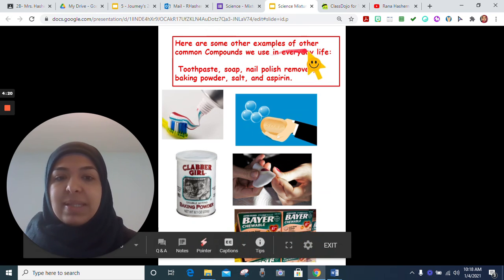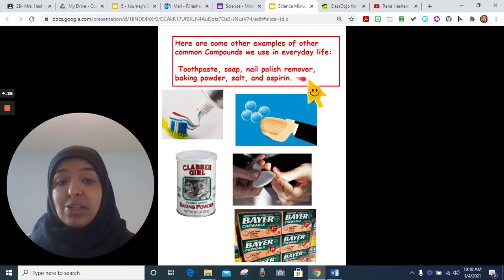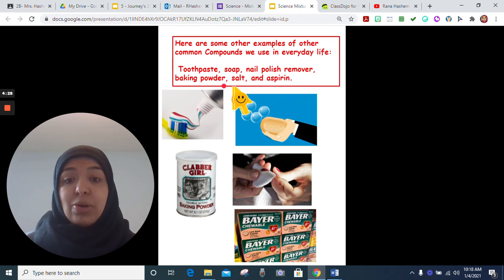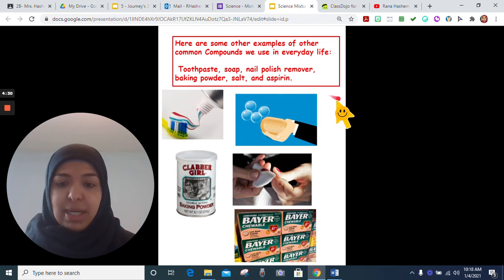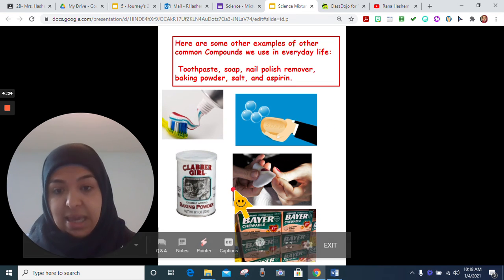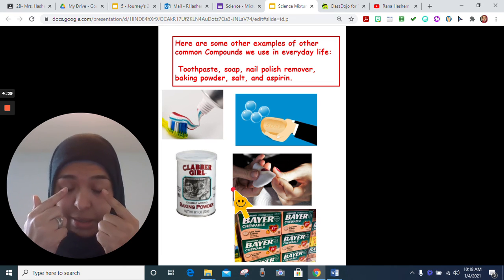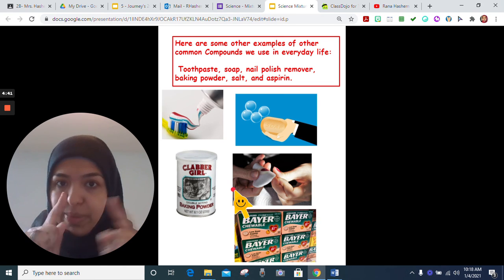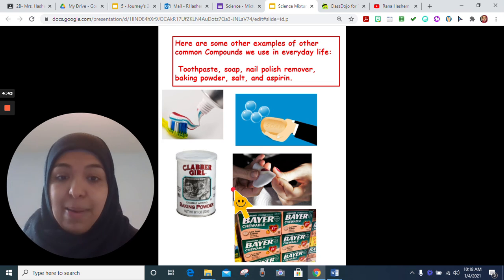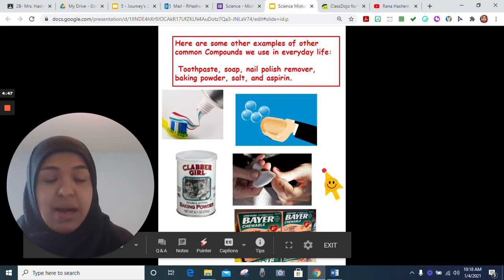Here are some other examples of common compounds we use in everyday life. Toothpaste, soap, nail polish remover, baking powder, salt, and aspirin. All of these materials might appear as one thing, but you can actually separate them if looking with a microscope, not with your own eyes. We cannot separate them by hand, so these are all called a compound.